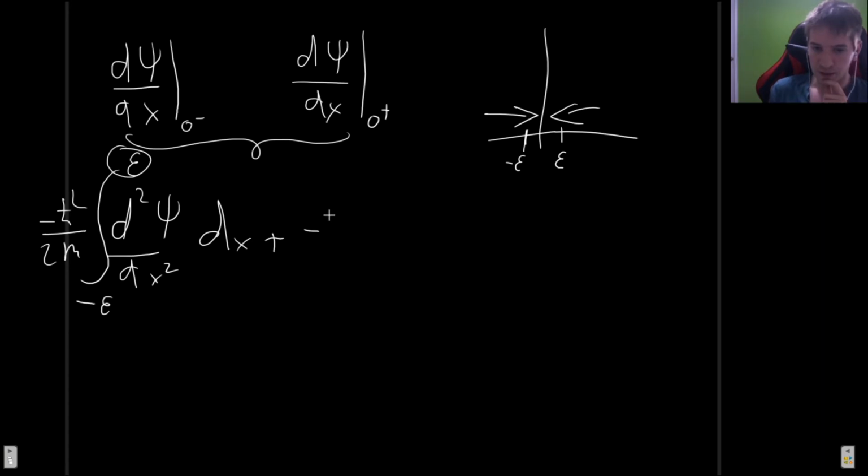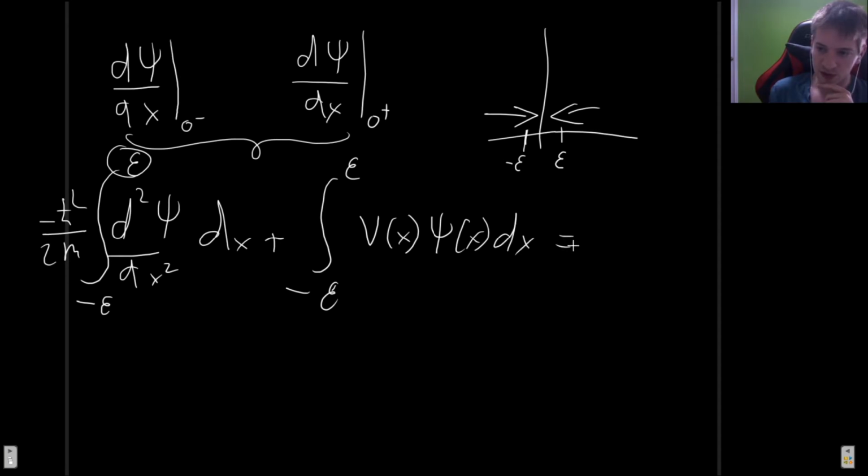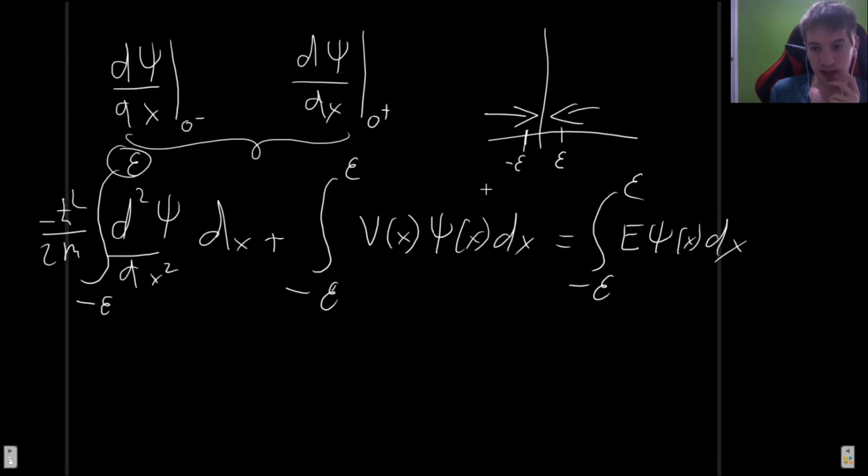So then we have minus, whoops, sorry, I was going to write that again. So the integral from minus epsilon to epsilon of our potential function of x times psi of x dx. This is going to be equal to the integral from minus epsilon to epsilon of the energy times psi of x dx. So this is what we now have to solve. Now it may look daunting at first, but don't worry, because this is actually going to be a lot easier than it looks. So let us begin by analyzing this term right here.